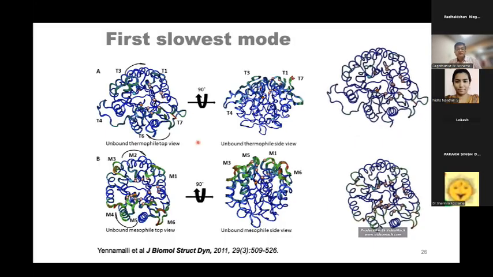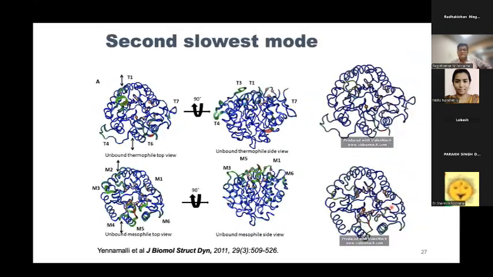Now, when I want to compare two proteins, one a thermophile, the other a mesophile, I see similar motions, even though both these proteins do similar functions at different temperatures. Similarly, in the second slowest mode, you see the motion of opening and closing. But again, the hinge is here.